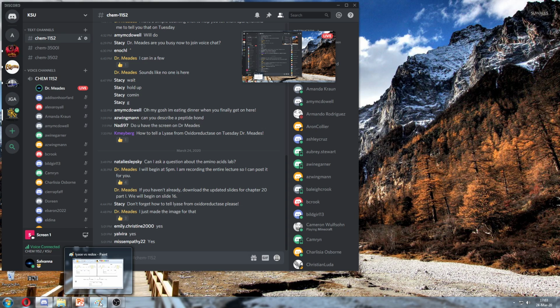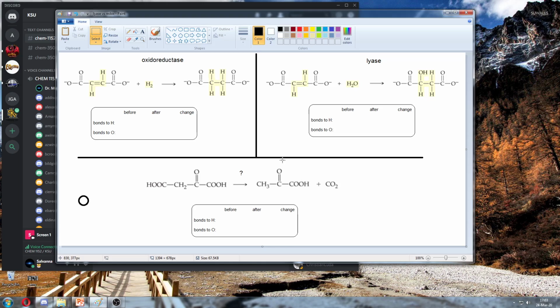Okay, so I made this little picture for you to help you see that. Right, and all we're going to do is count. I gave you 2 examples at the top of this thing. On the top left is an oxidoreductase. On the top right is a lyase. And then we'll do an example together at the bottom, which you're going to figure out which one it is.